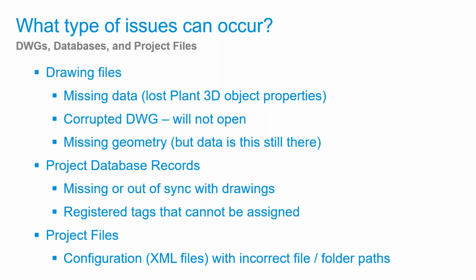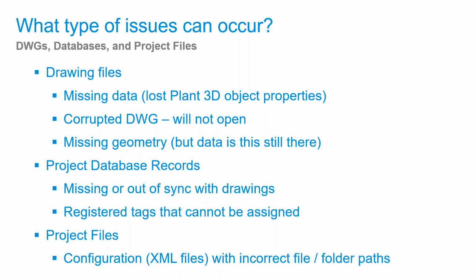So one thing we usually see, or the 3 main things we usually see with this, is around either drawing files, project database records, things that are actually in the database, and then you've got project files themselves. So with drawing files, often we'll see what's considered missing data, missing Plant 3D object properties, where the actual drawing has the information in it, but it's not in the database.